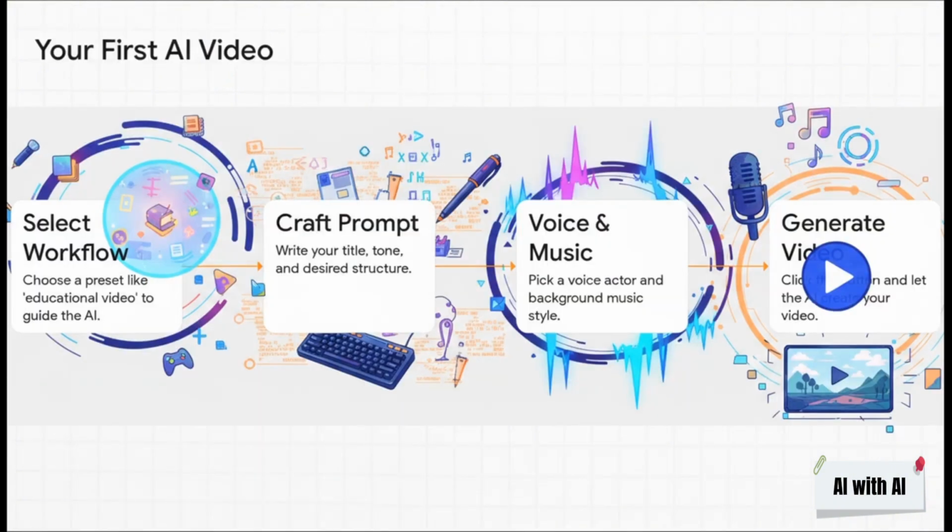And here's how simple that workflow makes things. It's basically a 4-step process. First, you pick that workflow preset. Second, you write out your detailed prompt. Third, you pick a voice you like and some background music. And finally, you just hit generate. Getting that first draft is really that straightforward.